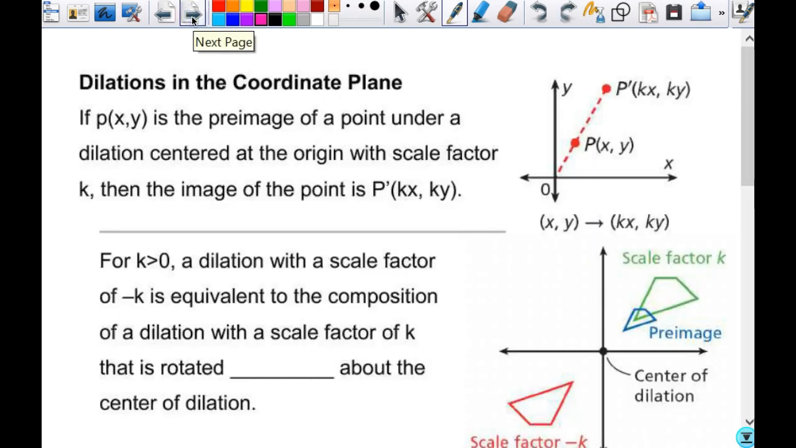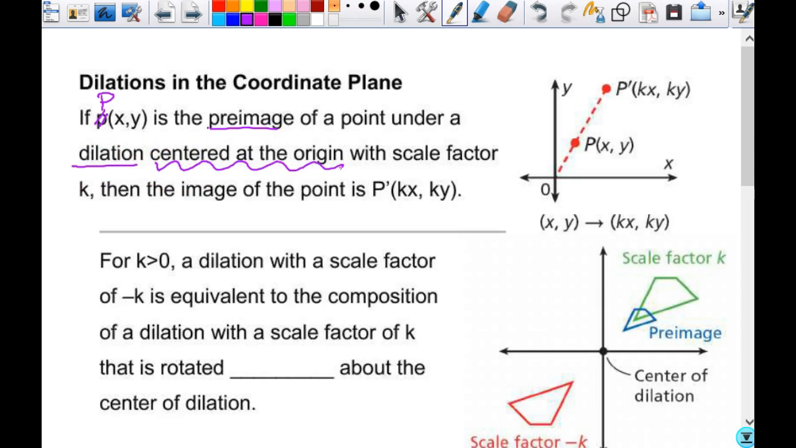So now we're going to look at them on the coordinate plane. And so we have the dilation, or it says if point P is at XY, what's wrong with how this is written? P is not capitalized. That should be a capital P since it is a point. So you've got P, which is at XY. It's the preimage of a point of a dilation centered at the origin. Okay, that is key here.